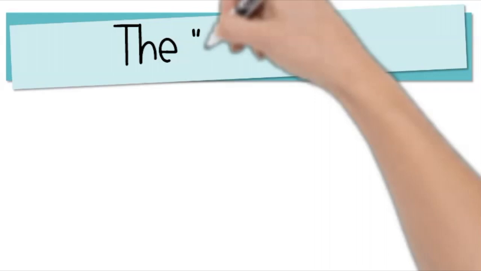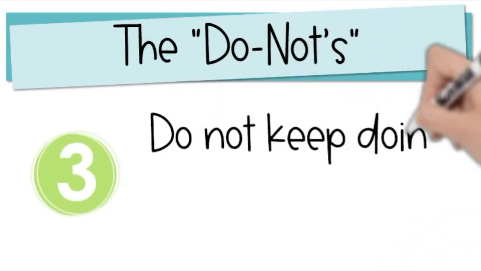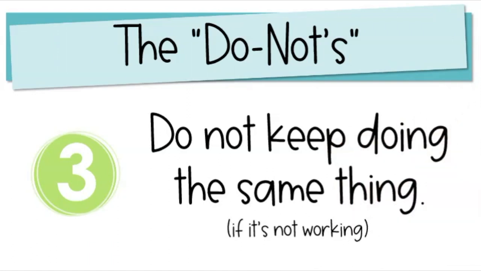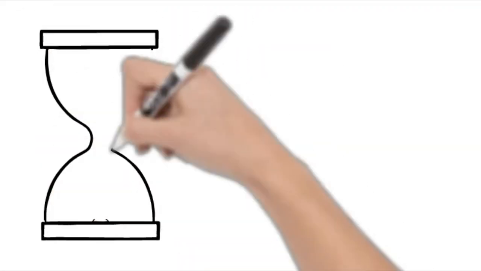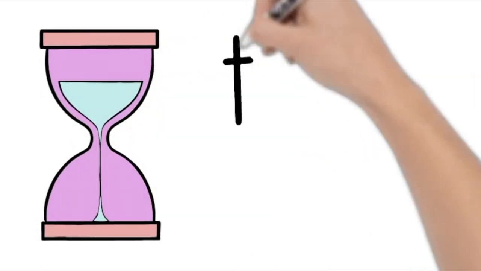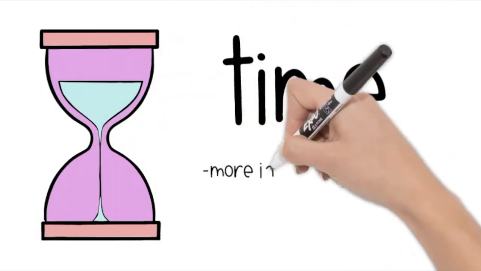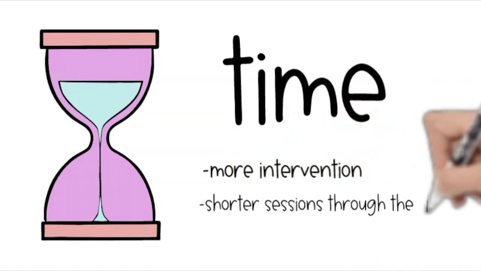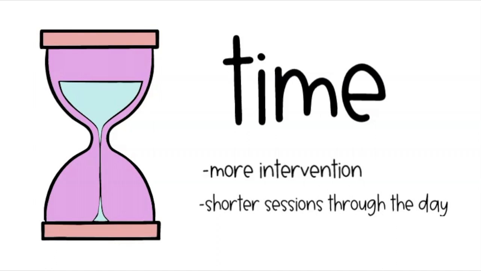The last do not is to not keep doing the same thing over and over again if it's not working for your student. Something needs to change. It's not always the entire method that needs a complete overhaul, but there are many factors to look at. First, you might need to change the amount of time you're working with a student. They might need more time or more intervention, or maybe they need shorter intervals of intervention sessions throughout the day so that they don't lose focus.